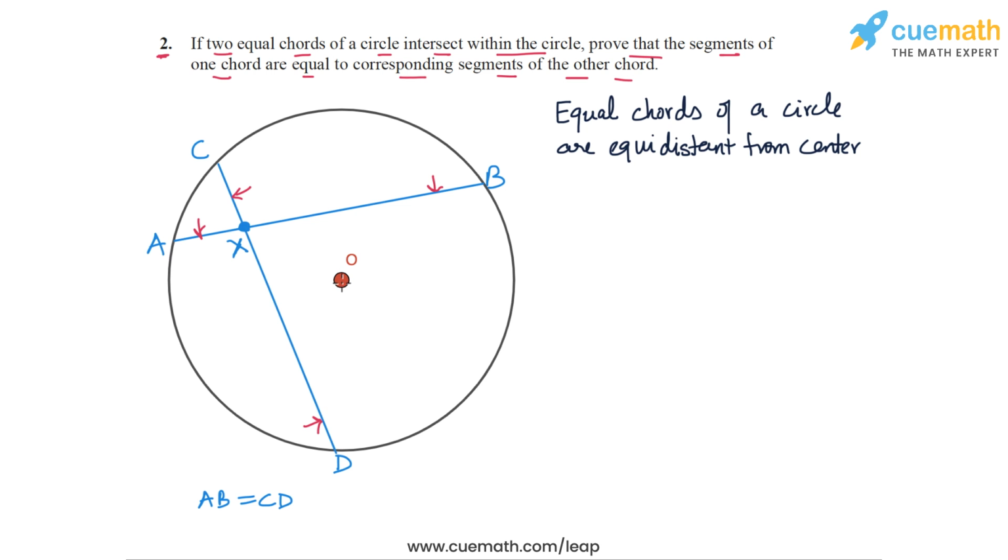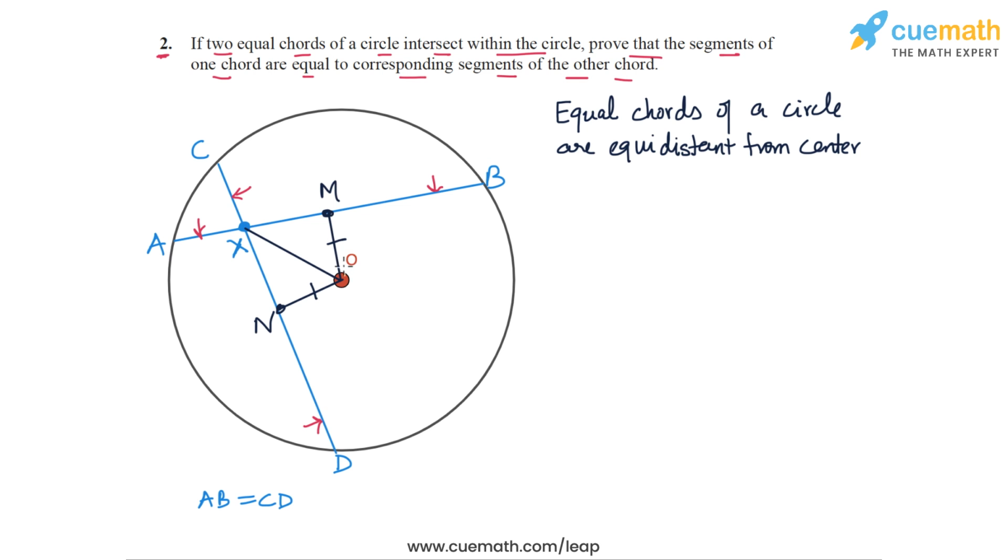So let's drop perpendiculars from O to the two chords. Here's one perpendicular to AB, and here's the second perpendicular to CD, and these two perpendiculars should be equal because AB and CD are equidistant from the center. Let's also join O to this point of intersection X, and let's label the feet of the perpendiculars as M and N.